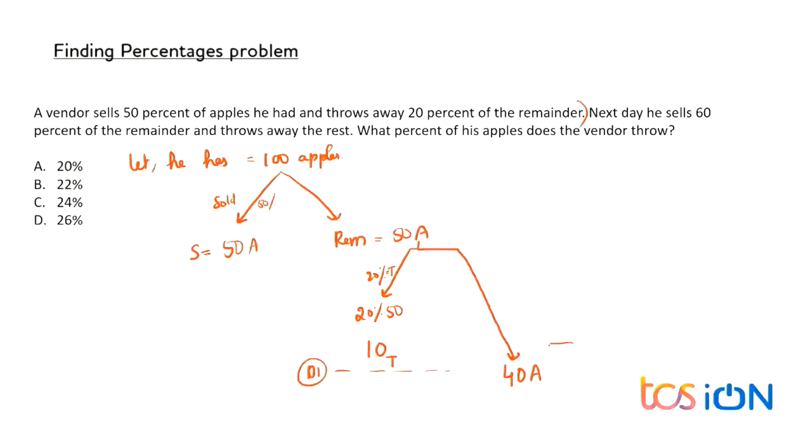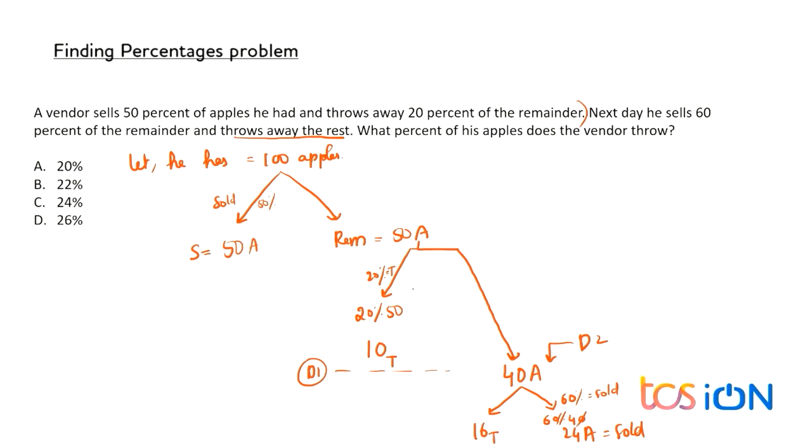Now from here, it's day two. On day two, he sells 60% of the remainder he has. So out of 40 apples, 60% of the apples are sold. That means how many apples are sold, everybody? 60% of 40 gives me 24 apples sold away. That means how many are remaining now? Out of 40, if 24 are sold, just 16 are remaining. And he throws away the rest. That means whatever remains, he threw away.